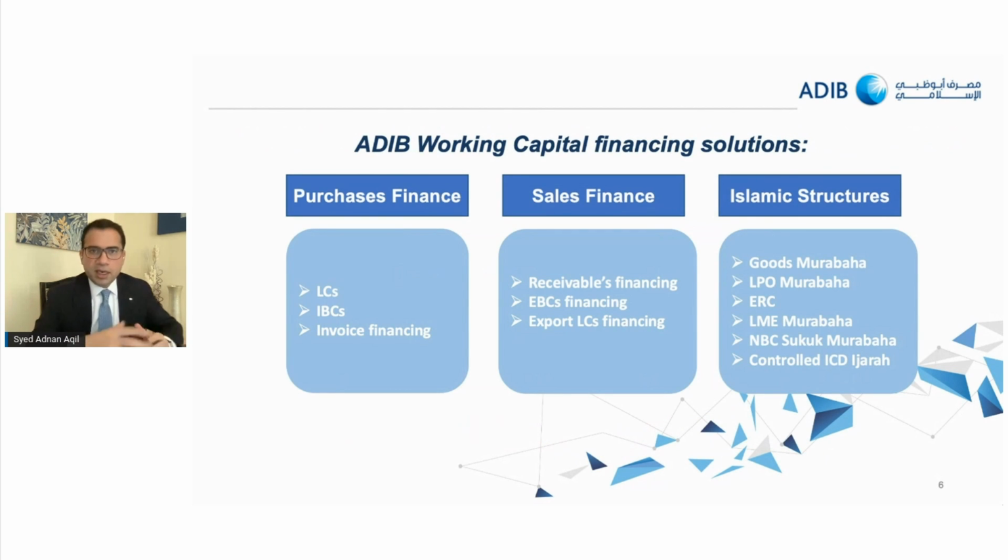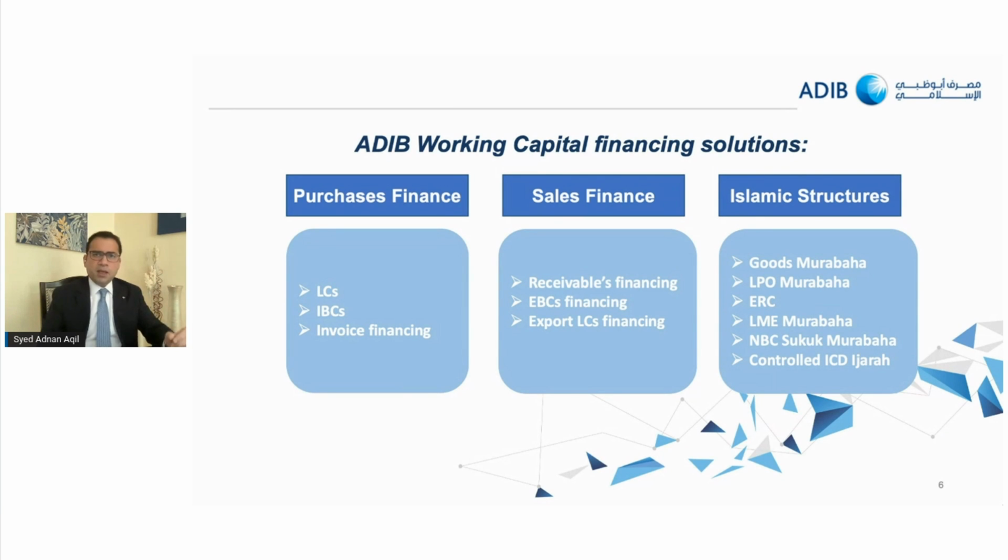Now we'll come to the last slide of our session. One of the most common questions which we come across, people asking us, what's the difference between Islamic banking and a conventional bank? Islamic banking and conventional bank, as far as the product offerings are concerned, are almost similar. You may see over here that for purchase finance, we offer LCs, IBC, import bill collection, invoice financing, which are open account credit. Then for the sales side, we have receivable financing, export bill for collections, export LC financing. More or less for import and export, these are the same products which are being offered by a conventional bank for an SME.